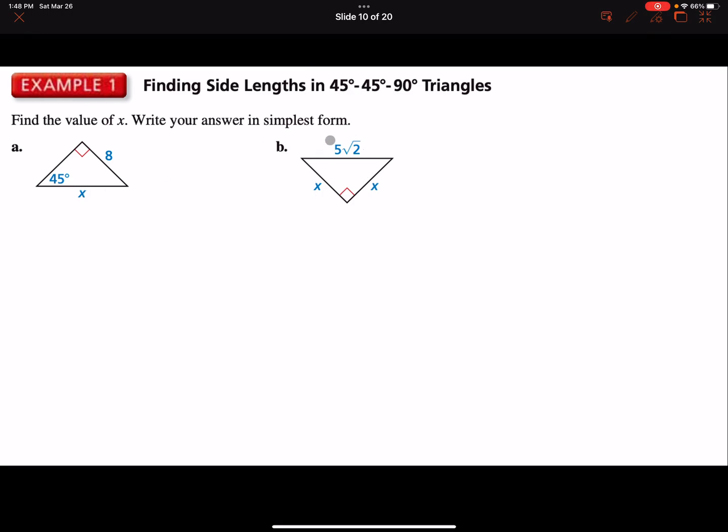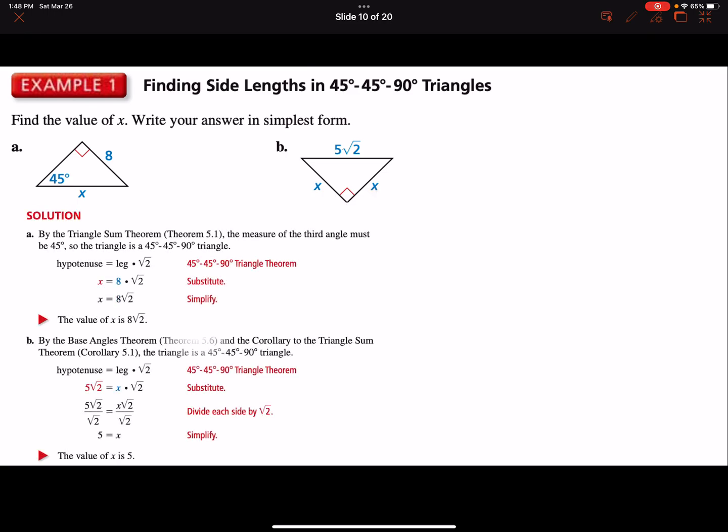Now b follows the same pattern. We've got a leg, and then we know that this is the hypotenuse because it's directly across from the 90-degree angle. And since the hypotenuse is equal to a leg times root 2, we just divide the hypotenuse by root 2. And that leaves us with 5. So x equals 5.